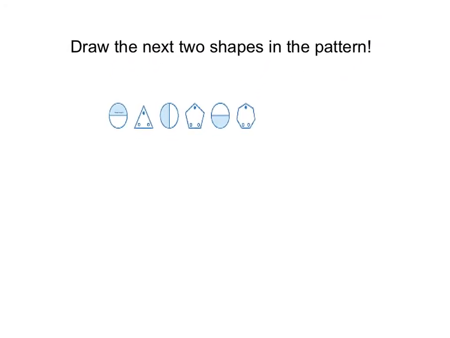All right, here is a visual pattern or sequence of shapes. So it looks like each of my odd terms are circles. I've got my first, third, and fifth term. Each of my even terms are polygons. Okay, so I can tell you for sure that my seventh term, it's asking me to come up with the next two shapes, but my seventh term I know will be a circle.